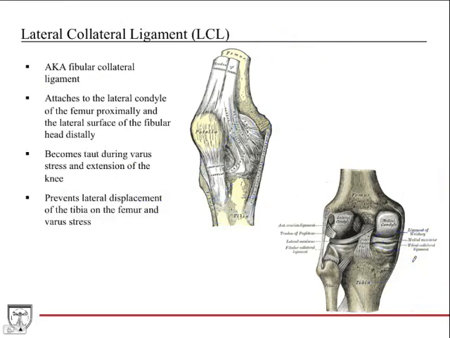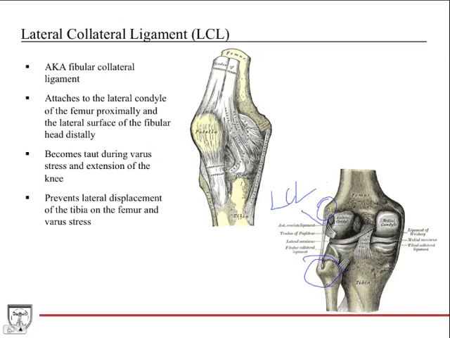So that would be, if this is your MCL here, you would prevent the tibia from moving out medially like this. Lateral collateral ligament, also known as the fibular collateral ligament, because it attaches from the lateral condyle of the femur proximally, and you can see that right here. Here's your LCL right here. And then it goes down to the lateral surface of the fibular head right here, distally. And so that's why it can also be called the fibular collateral ligament, because it attaches to the fibula. It becomes taut during varus stress.